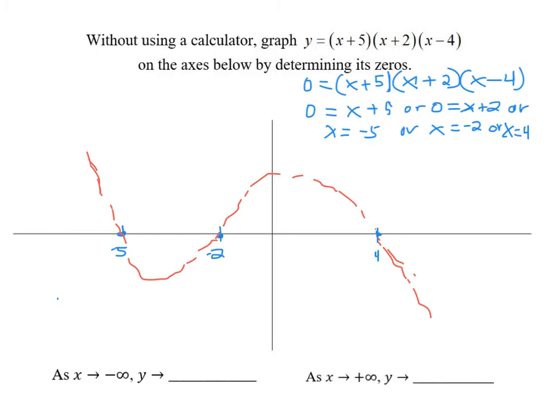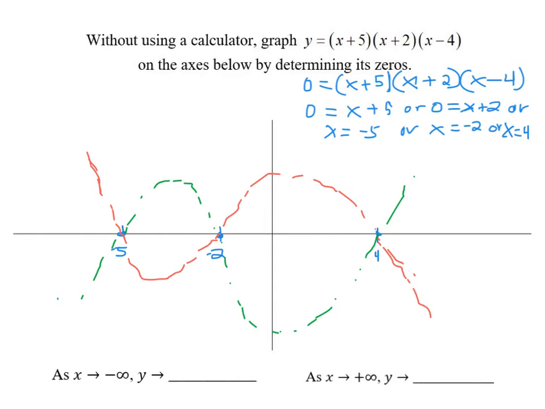Another thing that could happen is it could come up, intersect the -5, come back down, intersect the -2, come back down, and then intersect the +4. Go like that. So the question is, which way does it go? It's one of those two ways.